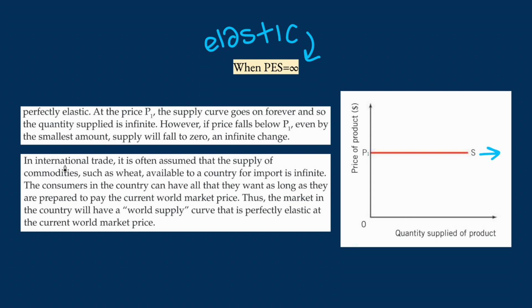For example, in international trade, it is often assumed that the supply of primary commodities, which we'll look at more in higher level, such as wheat, available to a country for import is infinite. The consumers in the country can have all they want as long as they are prepared to pay the current world market price. Thus, the market in the country will have a world supply curve that is perfectly elastic at the current world market price. Now let's take an example, okay?